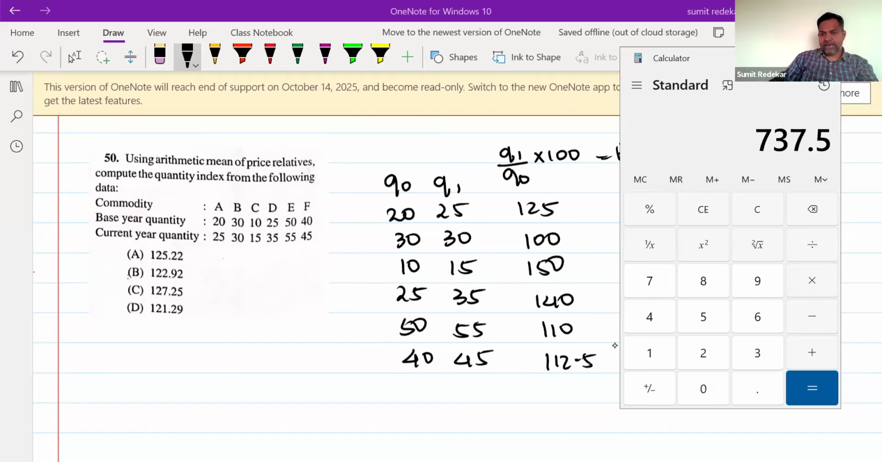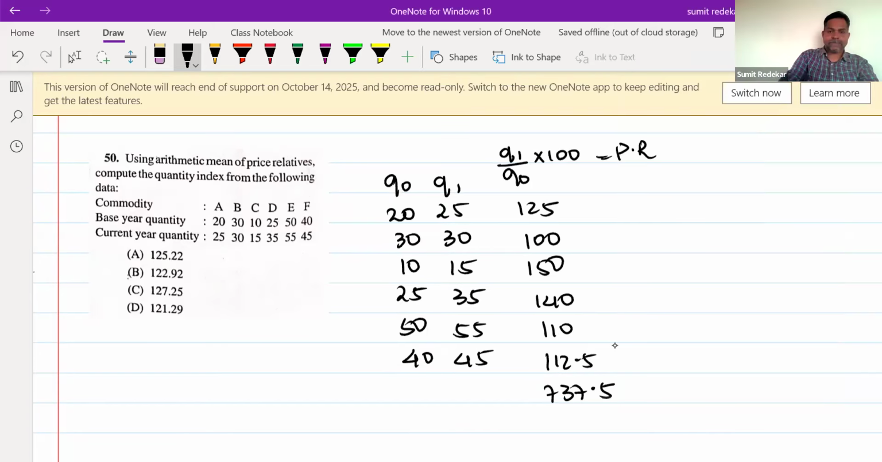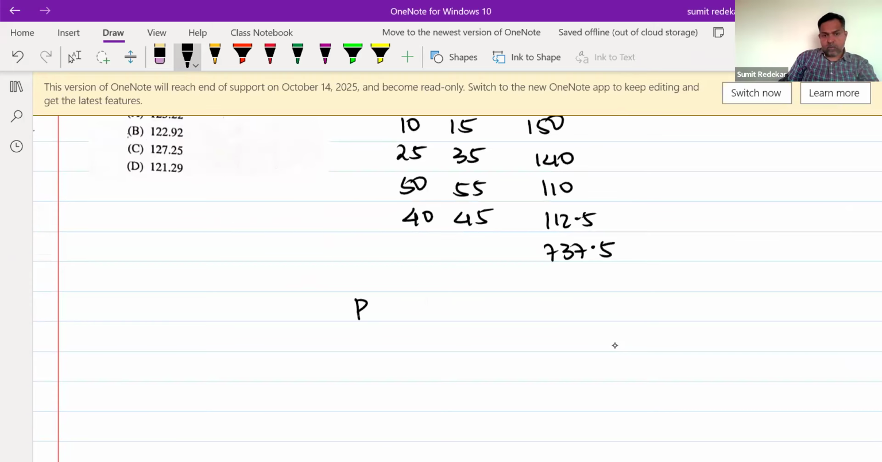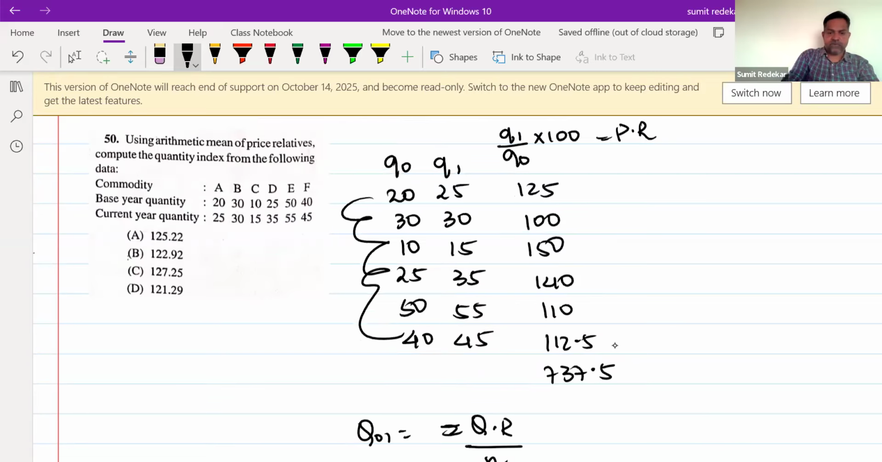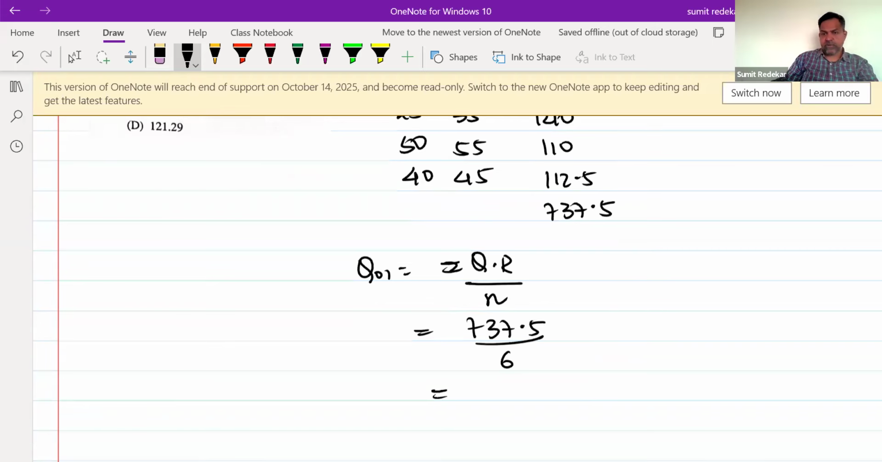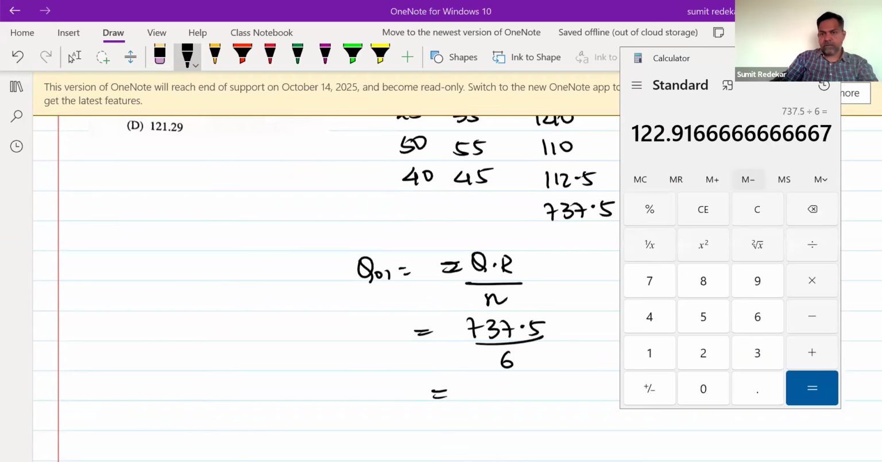If I recall, I get 737.5. So the quantity index is equal to the quantity relatives QR ka total divided by n, which is 737.5 divided by n, which is, I believe, 1, 2, 3, 4, 5, 6 data values. So divided by 6, which is going to be 122.91.